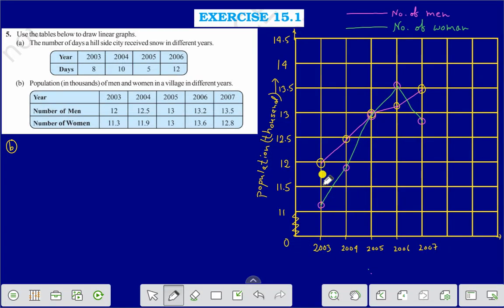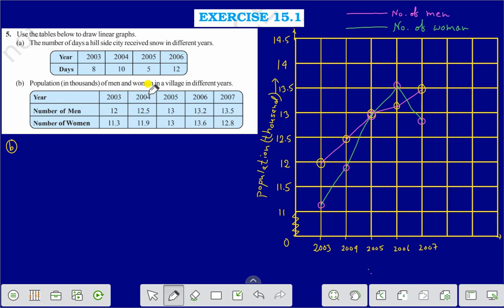Hello everyone. Today I'll discuss exercise 15.1 question number 5. Use the tables below to draw linear graphs. We'll discuss question number B. Population in thousands of men and women in a village in different years.